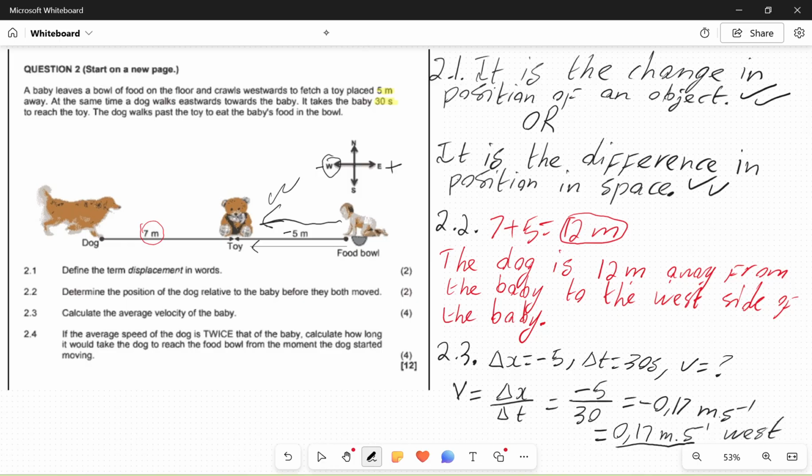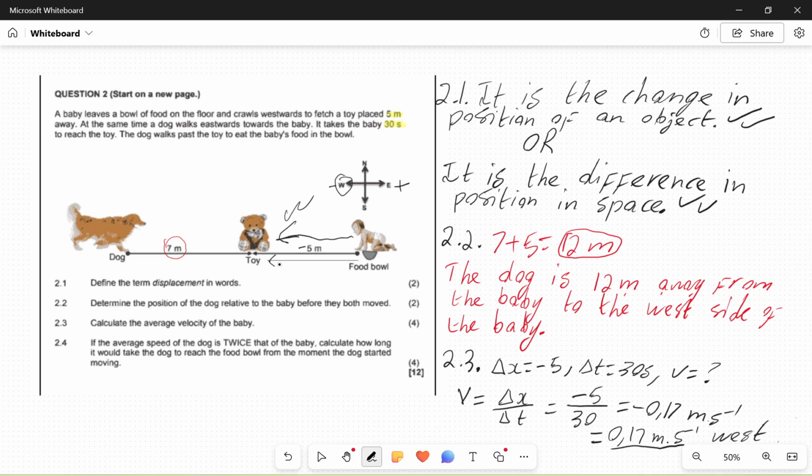Now let's look at the last question. All right, so for the last question, they say if the average speed of the dog is twice that of the baby, calculate how long it would take the dog to reach the food bowl from the moment the dog started moving. So for us to solve this question, this is what we're going to do.